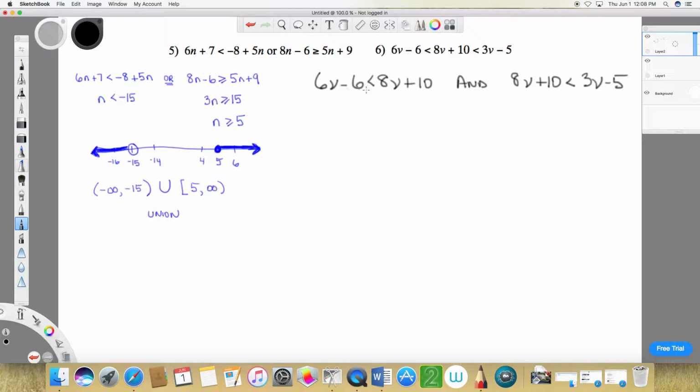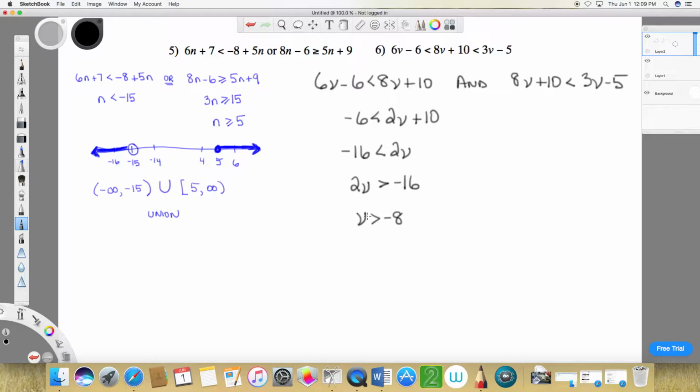All right, so to solve this for v, let's take away 6v from each side. Let's take away 10 from each side. I like to write my variable on the left-hand side. You don't have to do that, but by doing that, the direction of the arrow will help me in which direction to shade on the number line. I kind of use it as a check. Divide each side by a positive 2, and values that are strictly greater than -8 will satisfy this inequality.